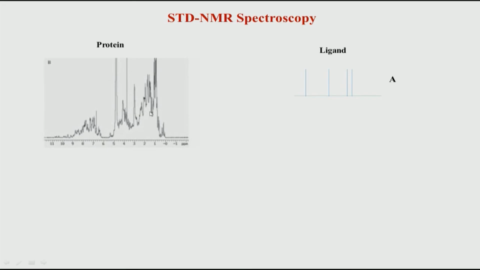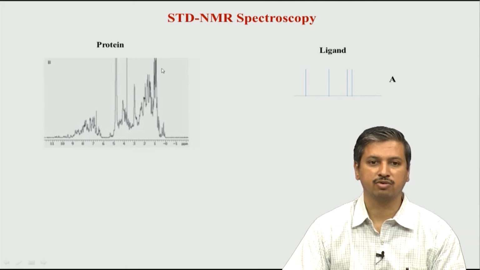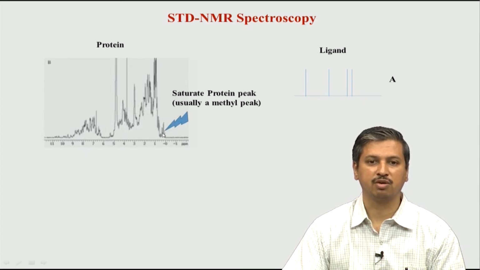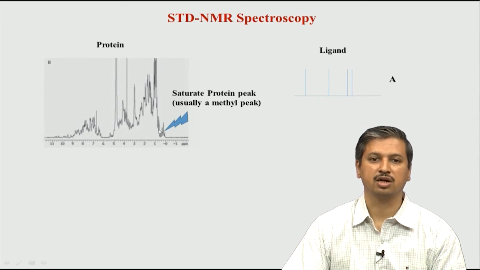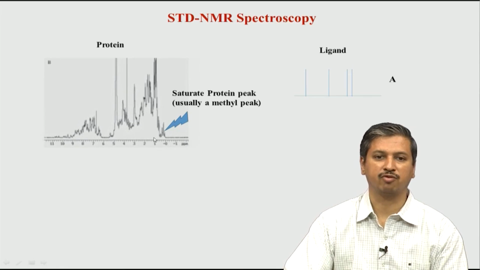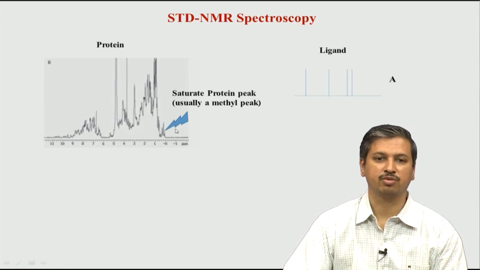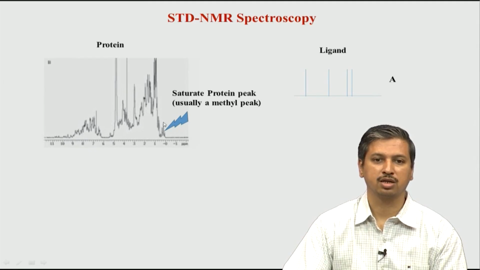Let us say we have a protein whose spectrum is complex and looks like this. Typically, you can remember this is the amide region, this is the alpha region, this is the beta proton, beta gamma protons, and this portion is the methyl peaks. Typically, we choose a methyl peak for irradiation. The reason is that we assume the methyl is far away from the ligand peaks, and secondly, methyl peaks are strong, and they may be present in the hydrophobic region or the interface, and that will help to propagate the spin diffusion rapidly.